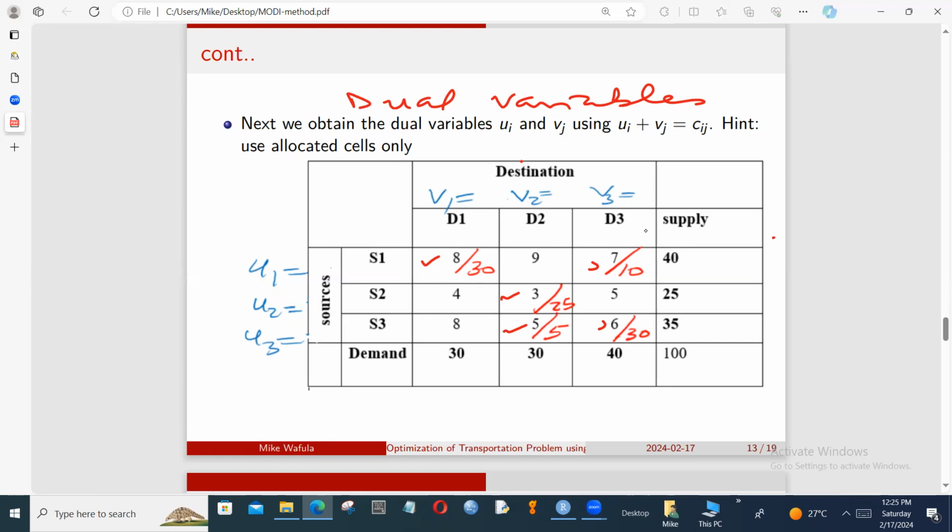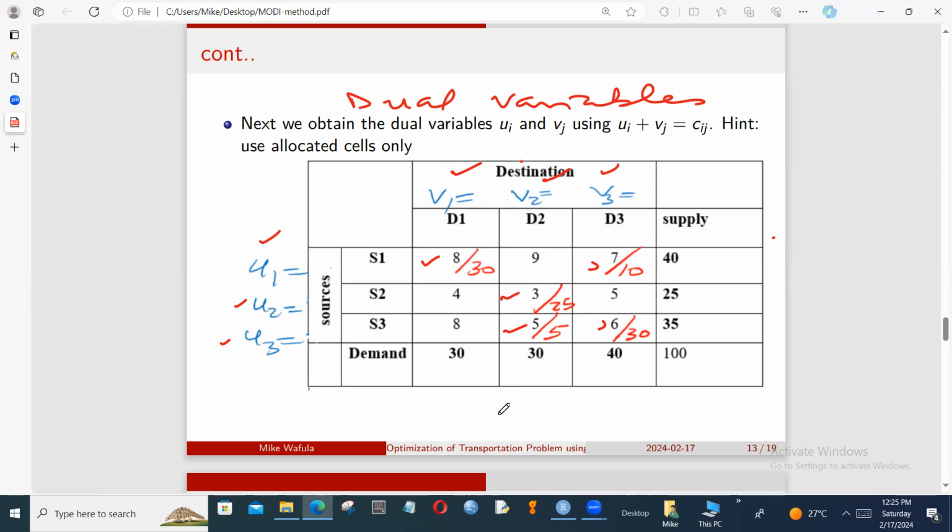I always label the rows as U1, U2, U3. So those are the Uis. U1 is the first dual variable, then U2, U3. And then I label the columns as V1, V2, V3. So you can also label them the way I've labeled, because we now want to find their values. We want to see what's the value of U1, U2, U3, and what's the value of V1, V2, V3.